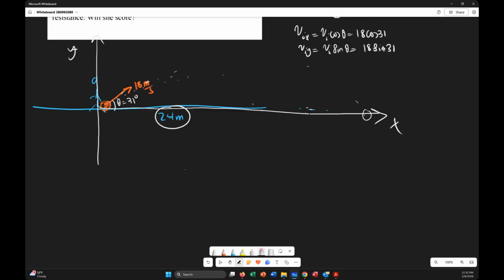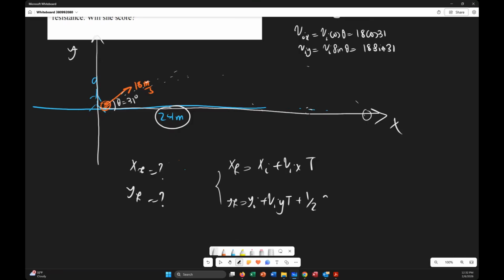Okay, so I would like to test the final position of the ball. Okay, so X final and Y final, okay? Where does it land? How can I do that? XF is equal to XI plus VIX T, yes? And YF equals YI plus VIY T plus 1 over 2 acceleration T squared. Good? Okay.